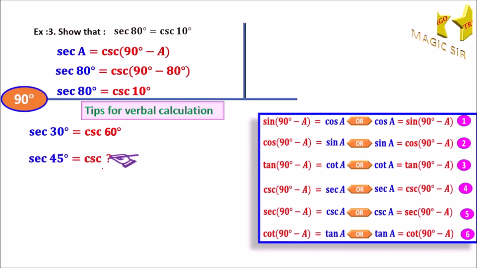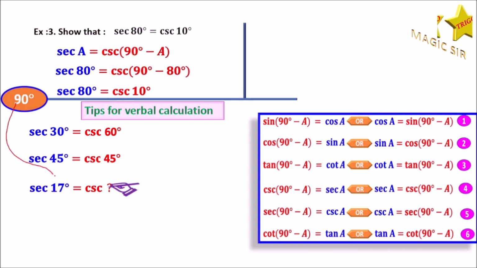Sec 45 degrees is equal to cosec of 90 degrees minus 45 degrees, which is cosec 45 degrees. Sec 70 degrees is equal to cosec of 90 degrees minus 70 degrees, which is cosec 20 degrees.